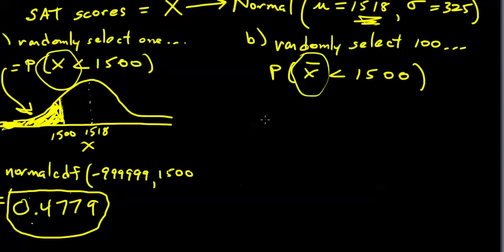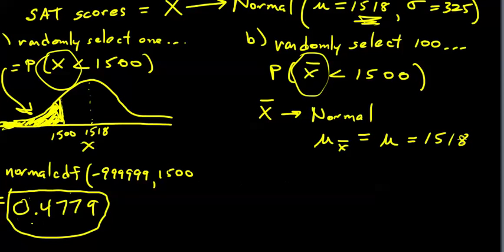Alright. Well, we know that all possible sample means of size 100 has a normal distribution. The central limit theorem tells us that. The mean of all these sample means is equal to the population mean, which is already given to us as 1518, right? The standard deviation of the sample means is going to be your original SD divided by the square root of the sample size.